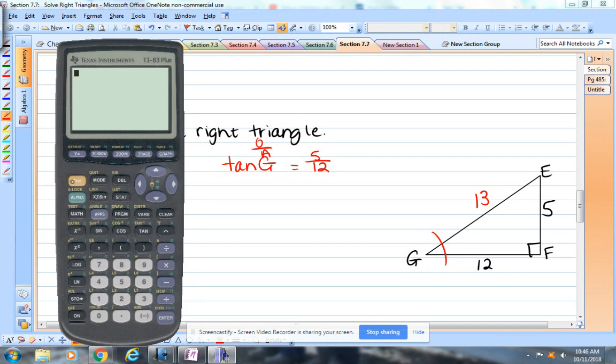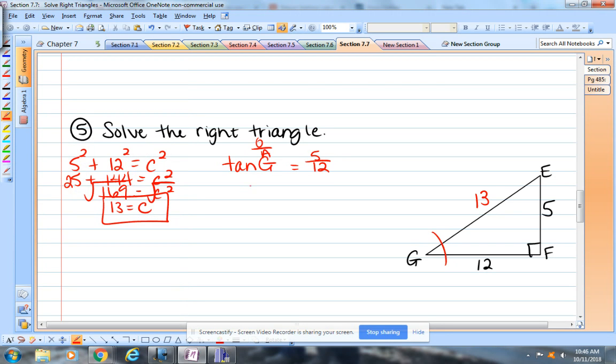I'm going to hit second tangent because I'm looking for angle measure, so I need to use the inverse, and then 5 over 12. Close parentheses. Y'all getting about 22.6 degree angle? So measure of angle G is approximately 22.6 degrees. So you use the inverse trig function to find the angle measures.